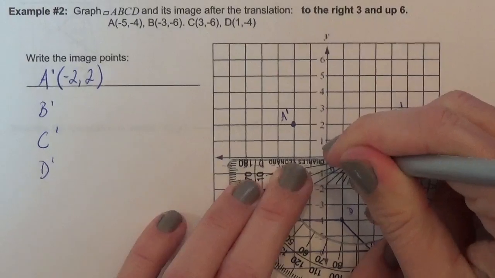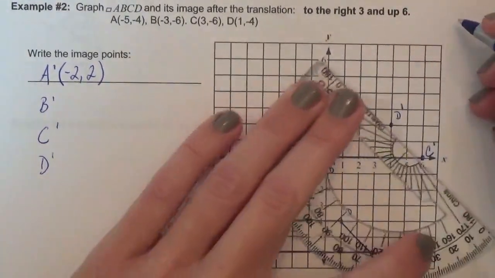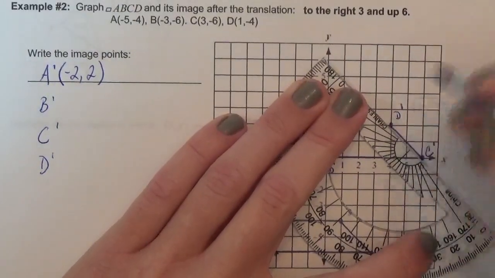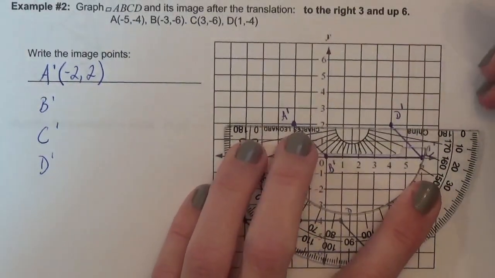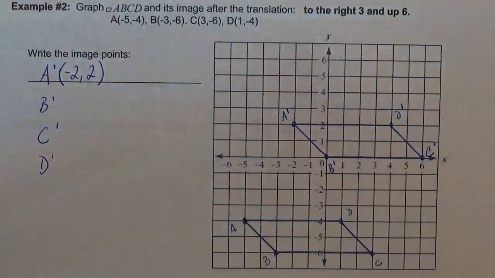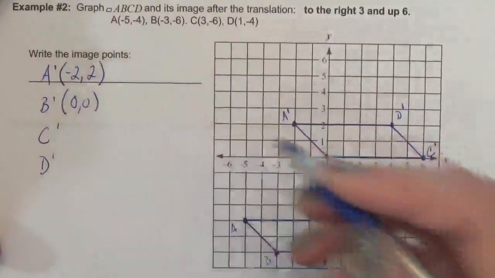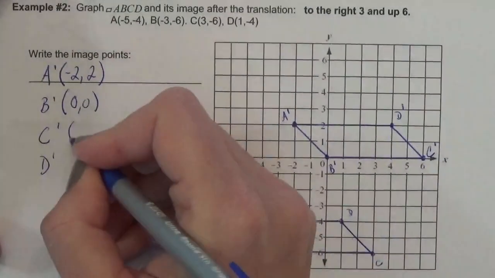Let's connect these. It should look like the same exact figure, same size, same shape, same direction, just moved. Do they look the same? Yeah, they do. All right. B prime was (0, 0). Nice. C prime was (6, 0).